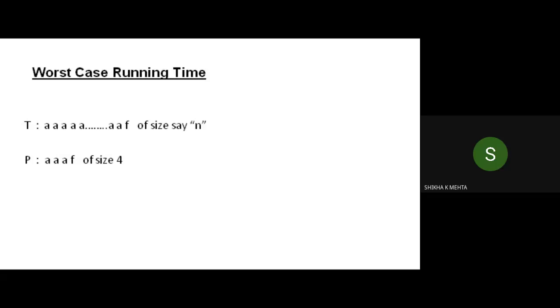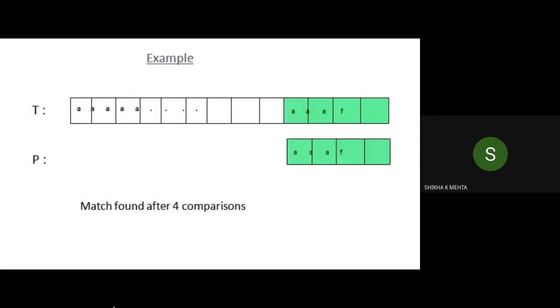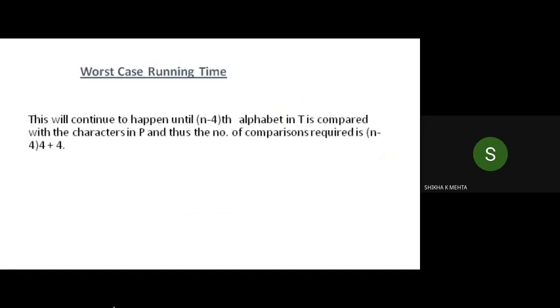So for a pattern of size 4, how many comparisons will we require? Here we can see we have a mismatch after the 4th comparison, and every time we move, there is a mismatch after the 4 comparisons. And finally, when we reach the end of the string, let us say the length of the string is n, then we are able to find the desired pattern. So how many comparisons have we performed in such a text? This will continue.